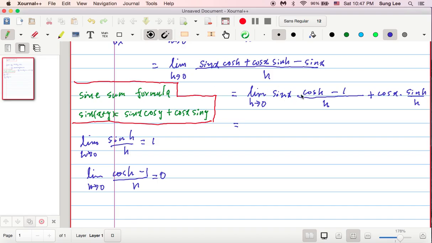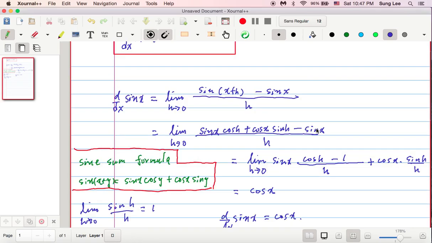So that's sine x times the limit of this, which is 0, so the first part goes away. And I have cosine x times the limit of this, which is 1. So altogether, what I have is just cosine of x. So I just showed that the derivative of sine of x equals cosine of x. Okay?